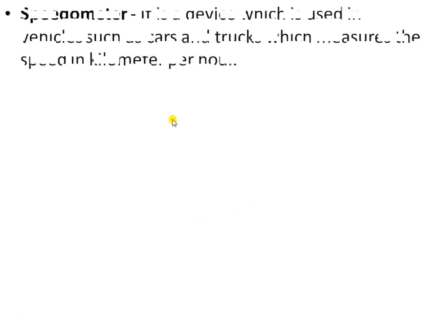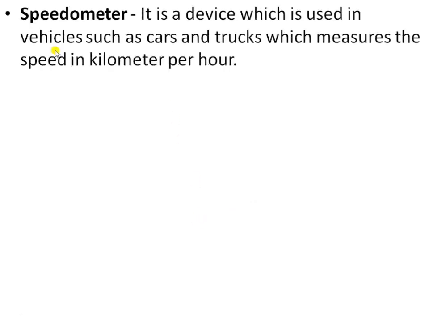Next is about the speedometer. It is a device which is used in vehicles such as cars and trucks, which measures the speed in kilometer per hour. It's a device used in many types of cars and trucks, which measures the speed in kilometer per hour. So this device indicates the speed of a vehicle when it is in motion.